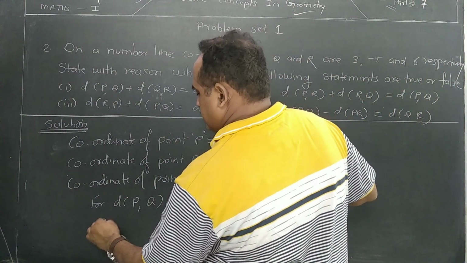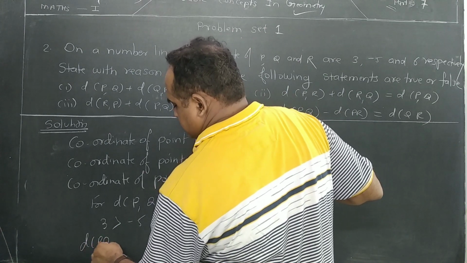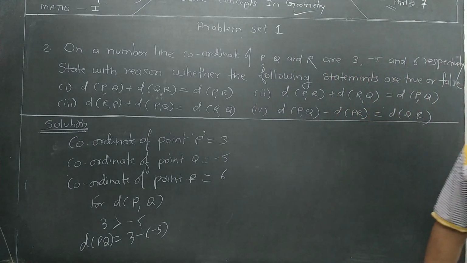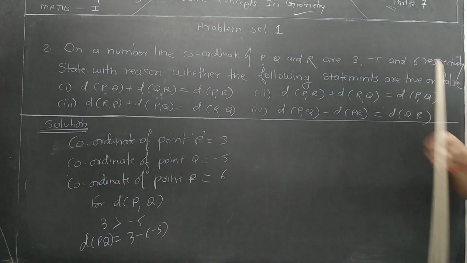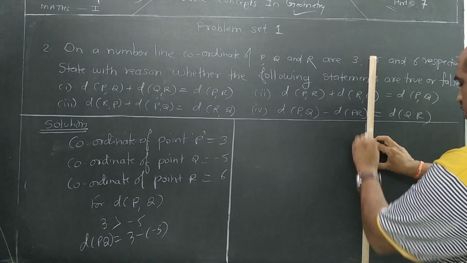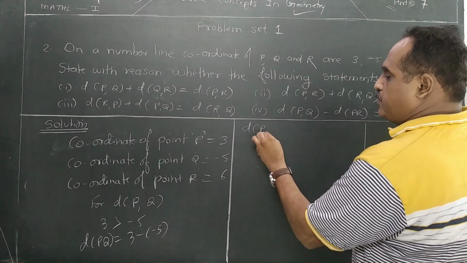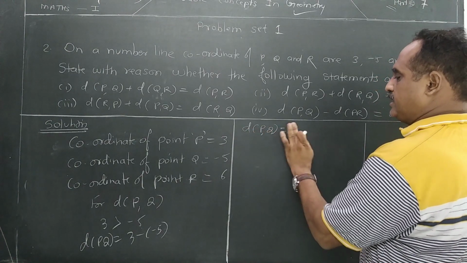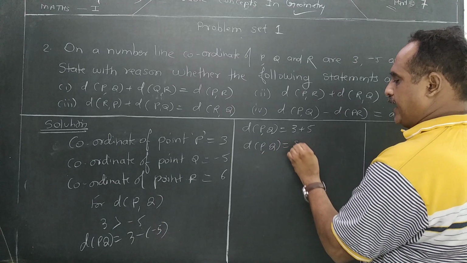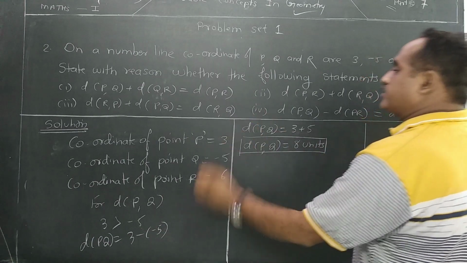Correct? 3 is greater than -5. What will be distance PQ then? Distance PQ is equal to 3 minus -5. So 3 minus -5 becomes 3 plus 5, and distance PQ is equal to 8 units. Okay, that we are going to put in the box.